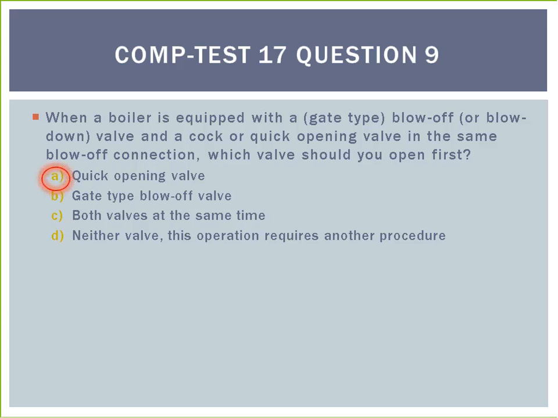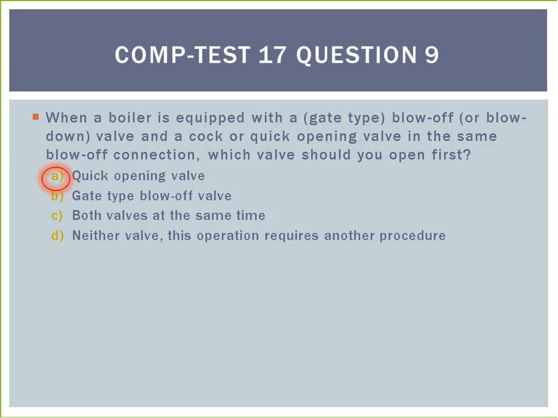Answer A is the best answer here, because the slow opening valve does not produce sudden changes in flow, and therefore you can crack the valve to warm up the piping slowly. The proper procedure is, number 1, open the quick opening valve. Number 2, open the slow opening valve. Number 3, blow down the boiler for the amount of time specified by your water treatment consultant by opening and closing this slow opening valve.